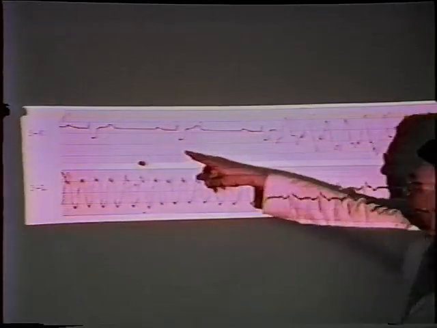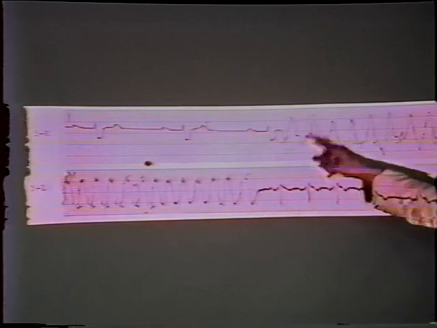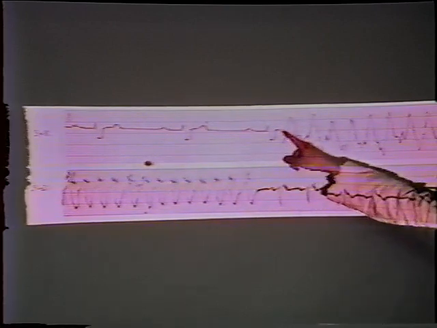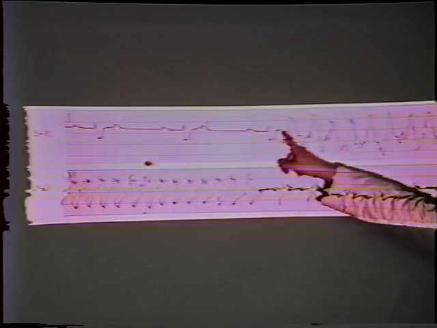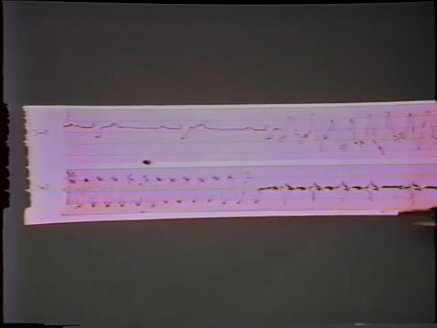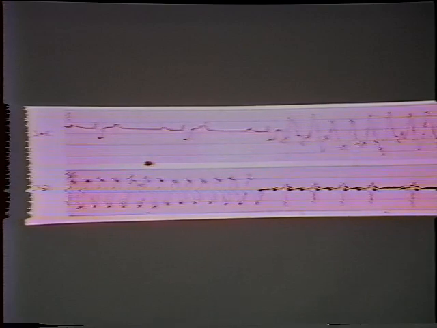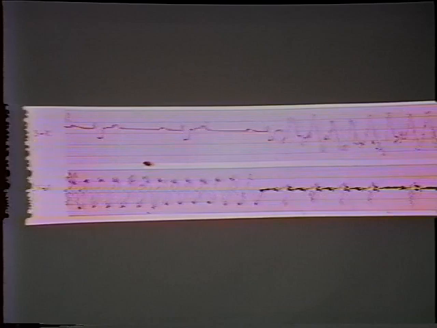Here we have normal sinus rhythm, and then a PVC probably falls on top of that T wave. Falls on the vulnerable period of the T wave, and therefore it gives us ventricular tachycardia. So you have to watch those PVCs fall on top of that T wave. It produces VTAC sometimes in a sick heart.